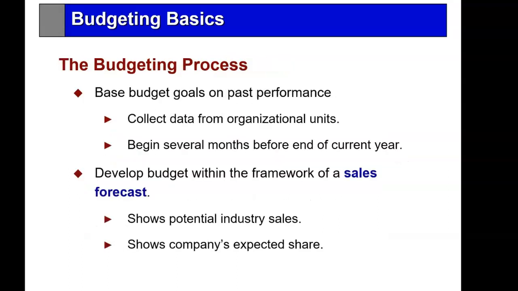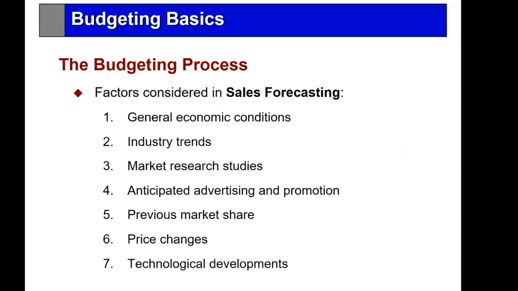The basic budget process, we said, begins several months before the end of the year, and it all starts with the sales forecast. The sales forecast indicates the level of activity that the organization attempts to achieve each month for the next coming 12 months. So we want to look at what our share of industry sales is, and we want to plan to maintain that share and so on. So the whole process starts with the sales forecast.